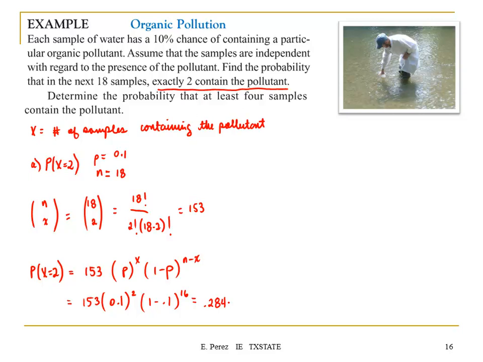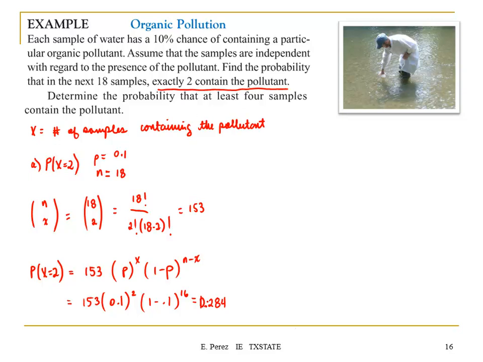18? Where? Yes, it's 18 minus 2. So the probability is equal to 1.284. Thank you. Yeah, just want to make sure that you're paying attention. Probability will never be greater than 1, okay? So this should be 0.284.